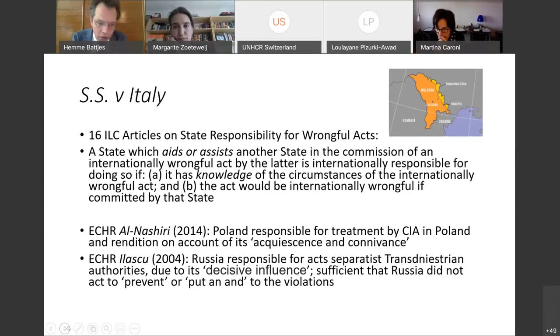Now, in the case of al-Nashiri, Poland was found to be responsible for both the treatment of the terrorist suspect, al-Nashiri, in Poland and for the rendition. And here there was no hint that the Poles had taken part in the torturing by the CIA. It was also unclear whether the Poles had sufficient knowledge of what would happen to al-Nashiri after his departure from Polish soil. So in that sense, it was responsibility for treatment by the United States and not for its own acts. But here the court reasons in a way that comes close to, well, the type of responsibility established by Article 16 of the ILC articles. It was responsible on account of its acquiescence and connivance.